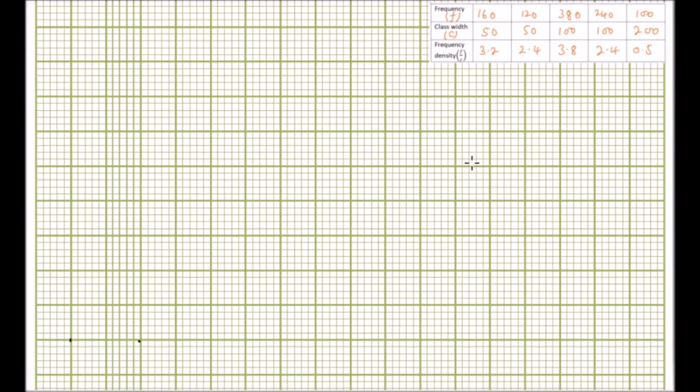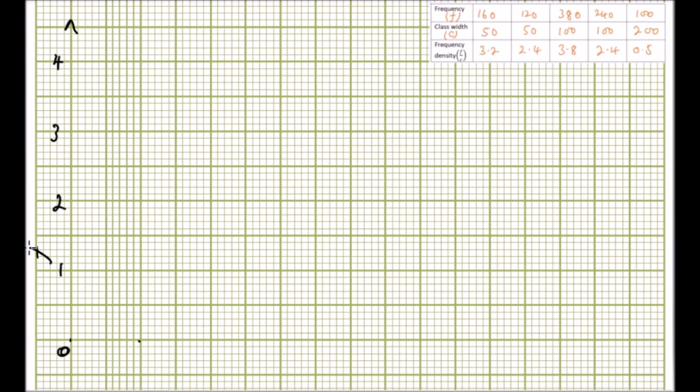This is the grid that I'm going to use. I've already inserted my table. So we are going to plot the number of workers by the frequency density, which we have computed. So I'll say this is our 0, this is 1, this is 2, 3, we have 4. I think the highest density is 3.8, so 4 is okay.